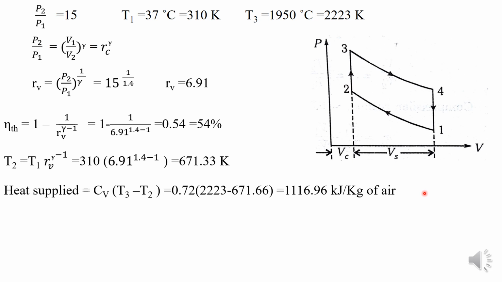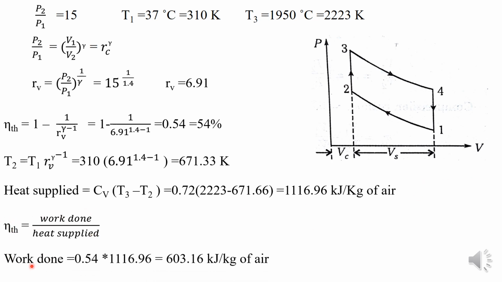Next, after heat supplied, you need to find out the work done. One easy method is the efficiency formula. Efficiency is nothing but work done divided by heat supplied. So heat supplied you know, efficiency you know, so in that relation you find the work done. Work done will be efficiency multiplied by heat supplied. Just do that and get the value of work done. So this is a very simple problem. Next we will move on to the next problem.